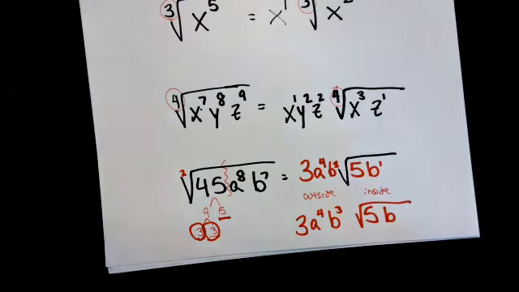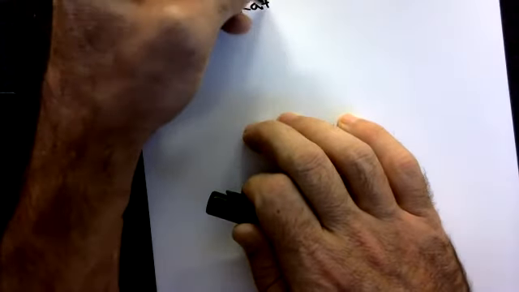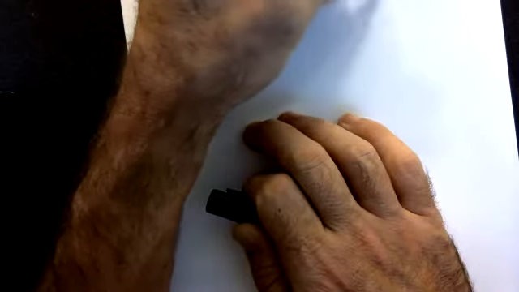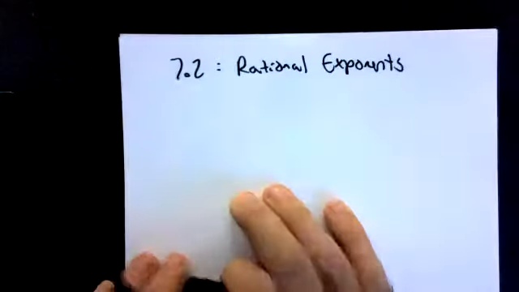All right, the last section is 7.2. So I'm going to jump to 7.2, and 7.2 is doing more of the same stuff, but it just writes it a different way. So 7.2 deals with rational or fraction exponents.